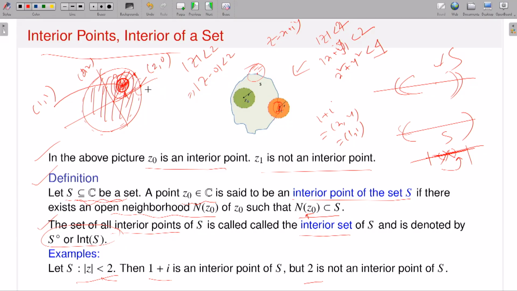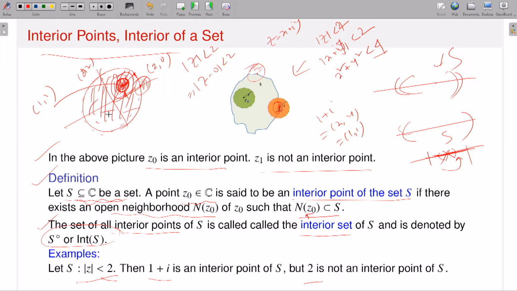Because whatever open ball I take with center 2, this portion is always outside the set. So that means you cannot find an open ball with center (2, 0) and some positive radius which is fully contained in the set. You cannot have it. Therefore, it is not an interior point.